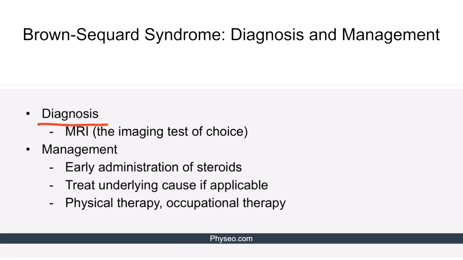MRI is the imaging test of choice as it is useful to identify the cause. Regarding the management, early administration of steroids should be done. We should treat the underlying cause if this is applicable. Also, physical therapy and occupational therapy are usually considered.